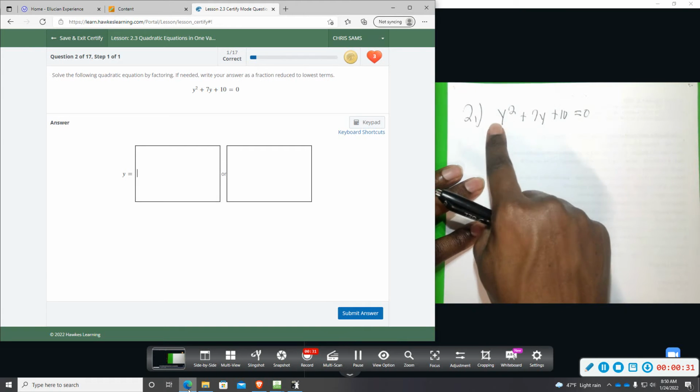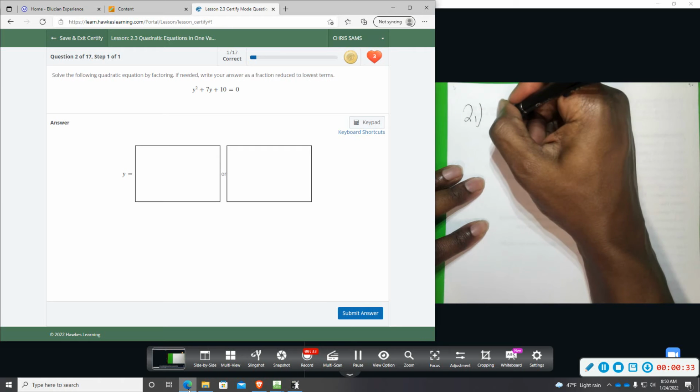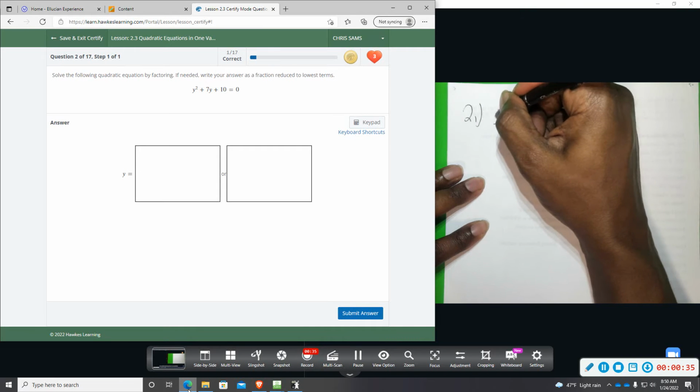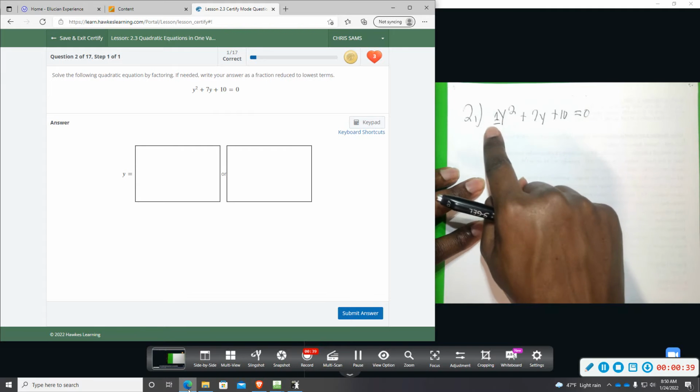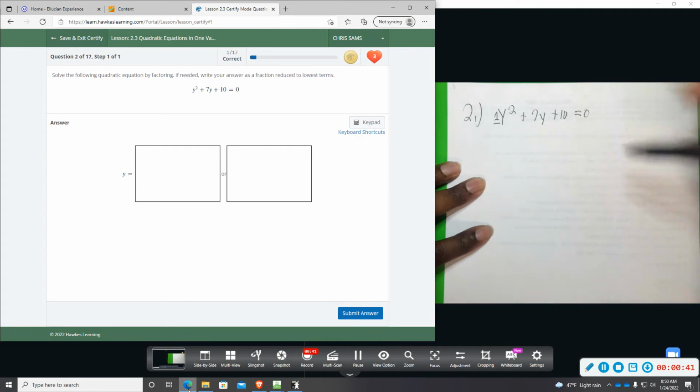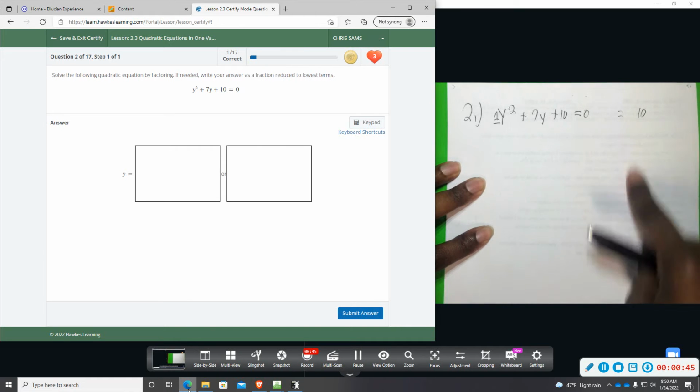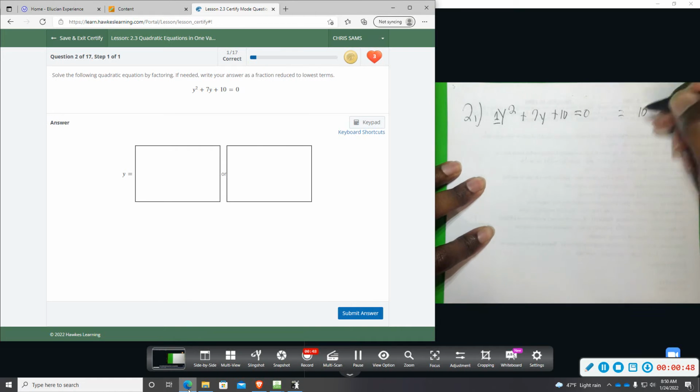So again, the same process. Leading coefficient, the first number, which is understood to be a 1. Okay, so don't multiply whenever I say first number. It's not y. Y is a letter, it's not a number. So 1 times 10 is going to give you 10. And we're going to list all the factors of 10. So this is a small number. We can do it by hand. 1 times 10, 2 times 5, and I think that's it.